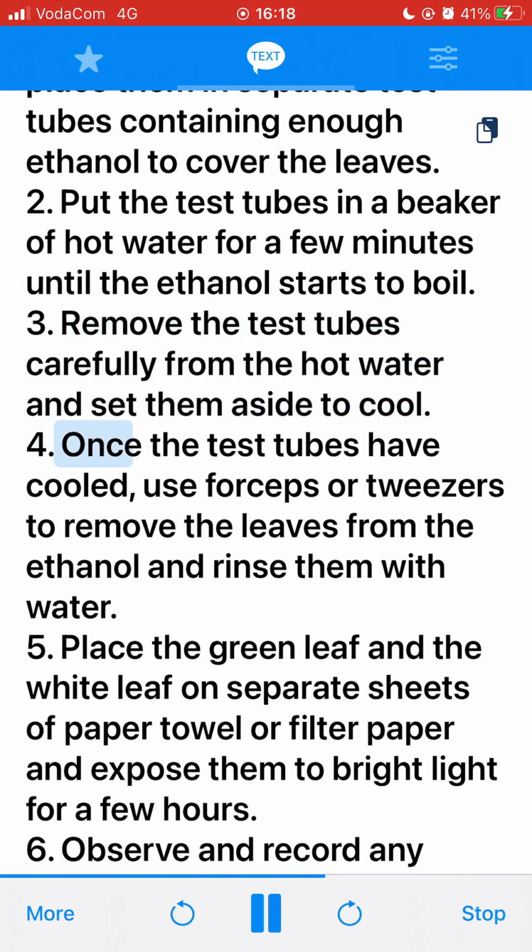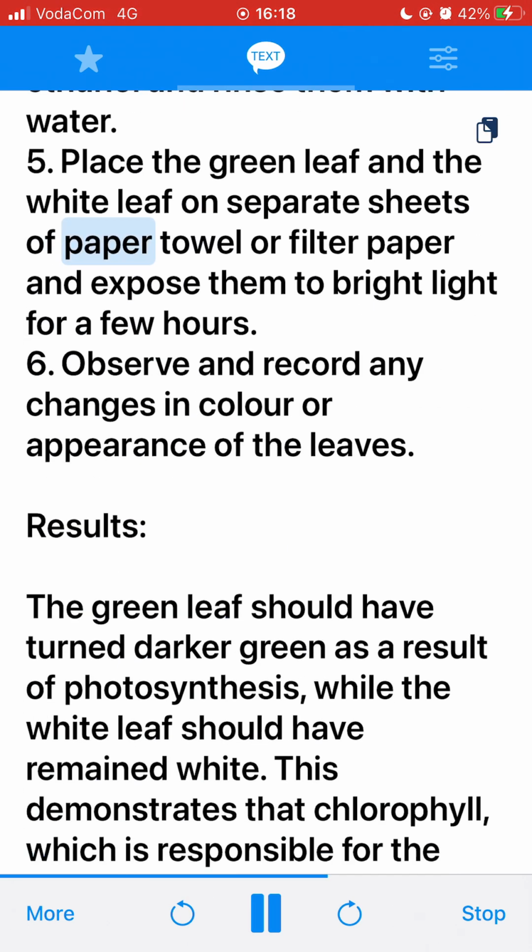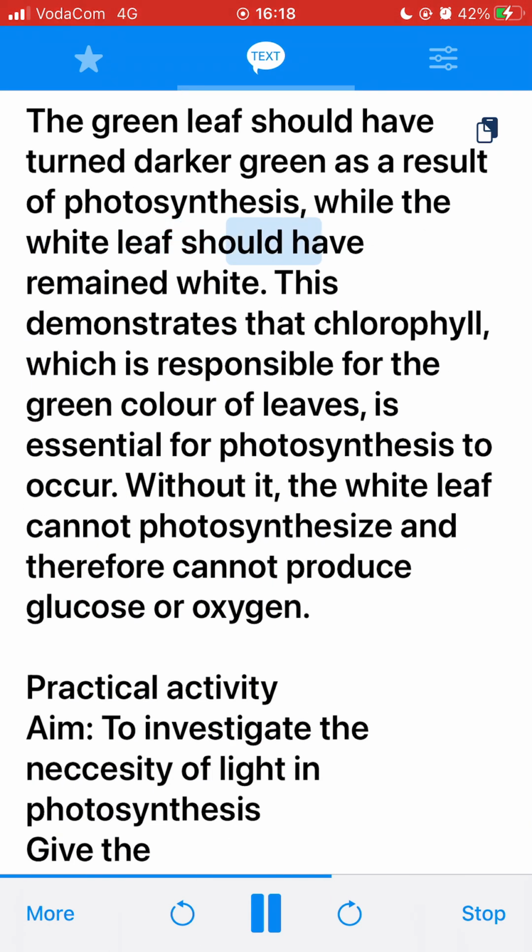4. Once the test tubes have cooled, use forceps or tweezers to remove the leaves from the ethanol and rinse them with water. 5. Place the green leaf and the white leaf on separate sheets of paper towel or filter paper and expose them to bright light for a few hours. 6. Observe and record any changes in color or appearance of the leaves. Results. The green leaf should have turned darker green as a result of photosynthesis, while the white leaf should have remained white.